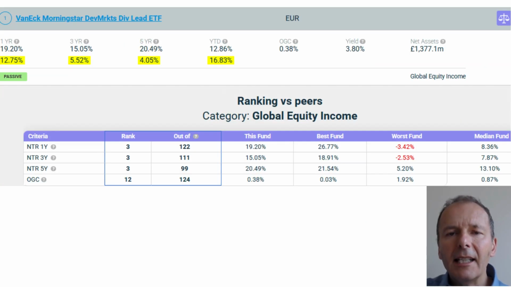And here's how the ETF ranks on the excellent Pick a Fund website. It's third out of over 100 comparators over 5, 3 and 1 year.